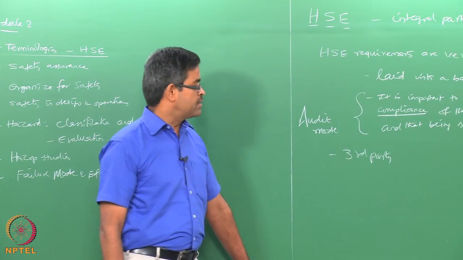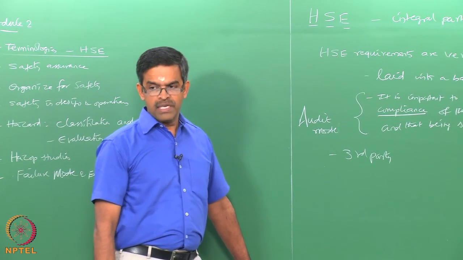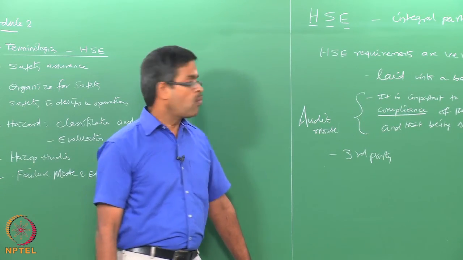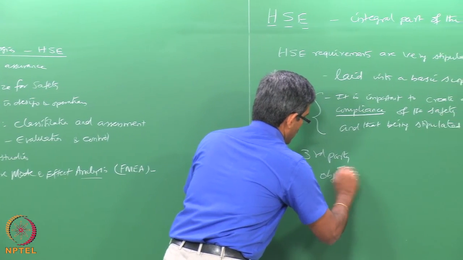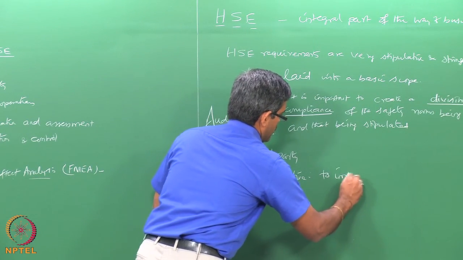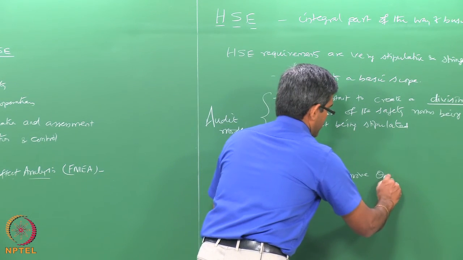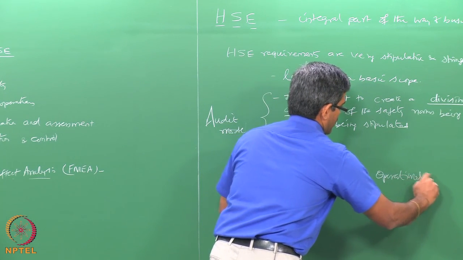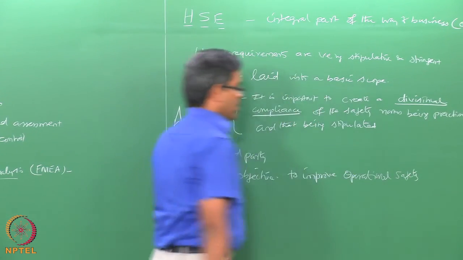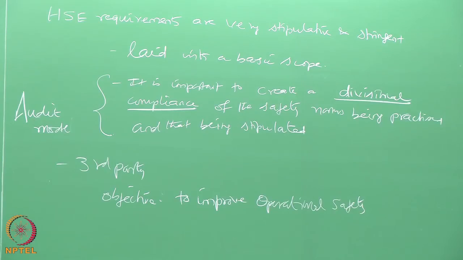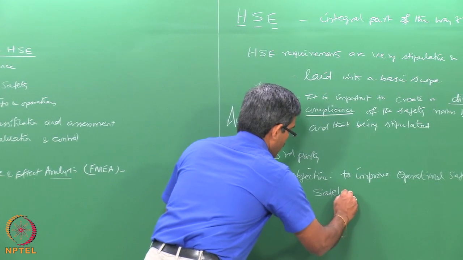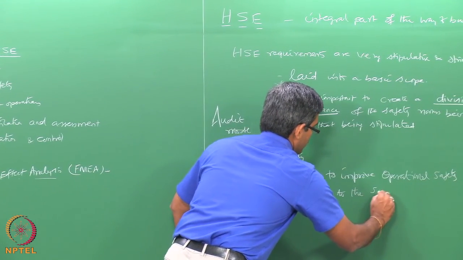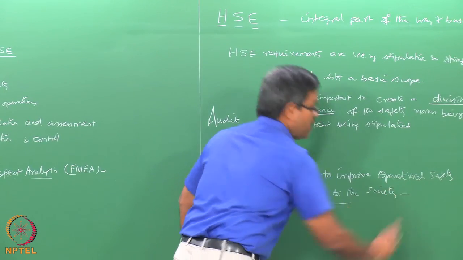Of course, the third party audits are then revisited by the internal HSE auditors of the company, and the overall objective is only to improve operational safety. The moment we say safety, it is not only related to the safety of the people or the working personnel in the industry, it is safety to the society. So, it has a very larger obligation.